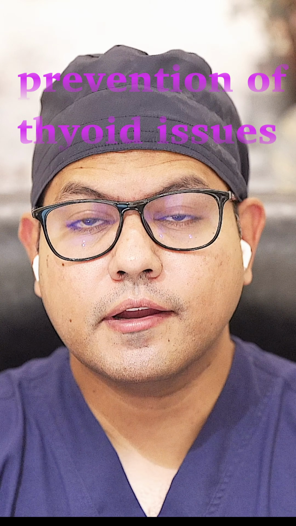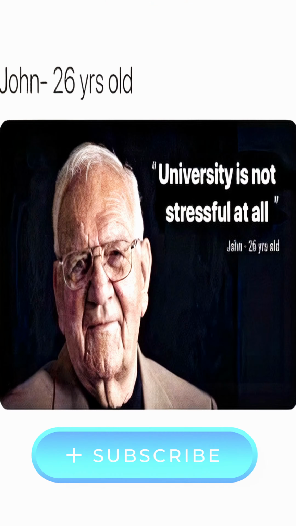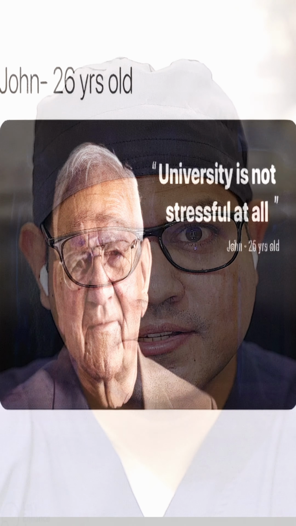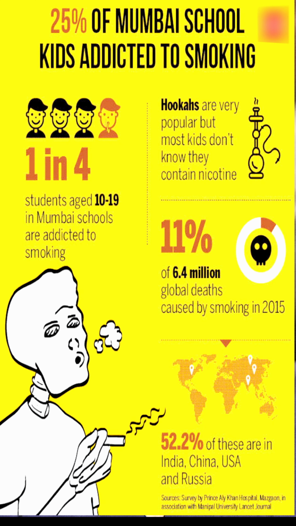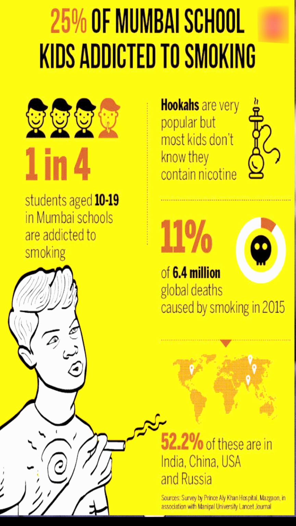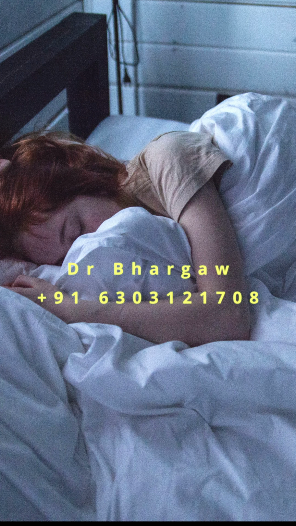Do you want to prevent getting any thyroid problems? So follow my advice. Get enough iodine in your food, especially by consuming iodine salt provided by the government and other private players. Maintain a healthy lifestyle and decrease your stress. This is one of the most important causes of thyroid problems these days. Smoking. Avoid it as much as possible to get better health, not just for thyroid problems, but also to avoid cancers. Get enough sleep, a minimum of 7 to 8 hours.